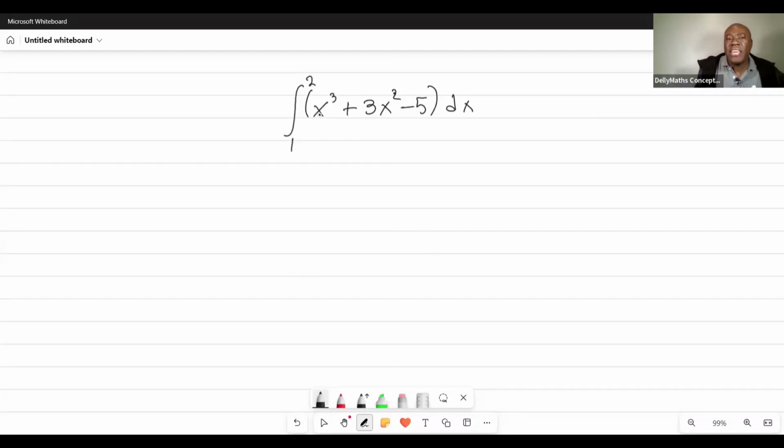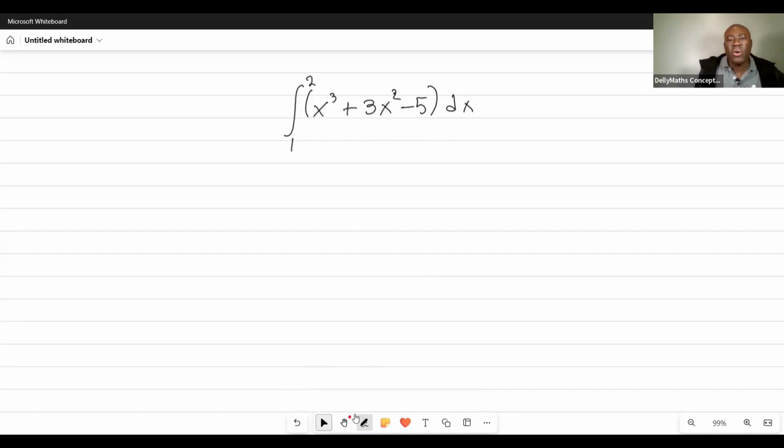In this video, I want to evaluate the definite integral of x to the third plus 3x squared minus 5 dx from 1 to 2. So our lower limit is 1, our upper limit is 2. First things first, let us start off by taking the integral of this polynomial right there.